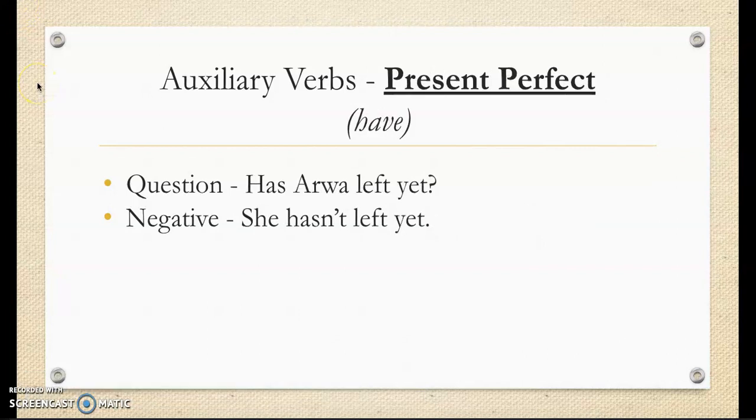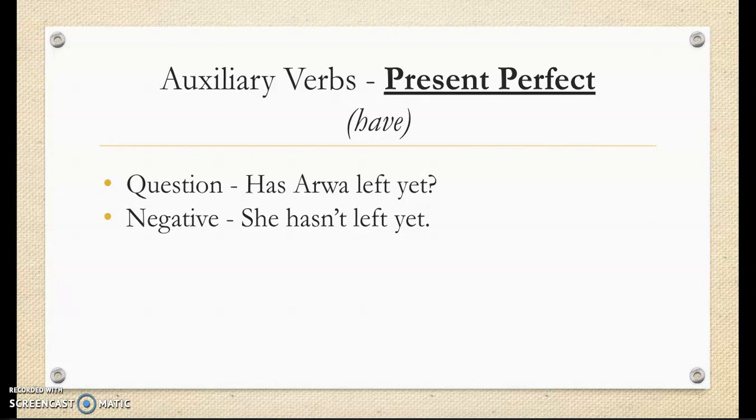Next, we have the present perfect tense. In this tense, we use the auxiliary verb have. Okay, so to make a question, we can say, has Arwa left yet? And of course, the word has comes from the word have. To make a negative statement, we can say, she hasn't left yet. Here, the auxiliary verb is hasn't, and of course, that also comes from have.